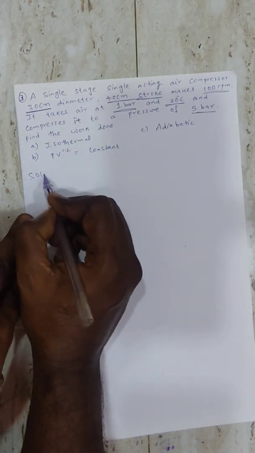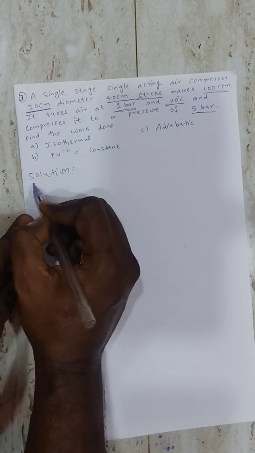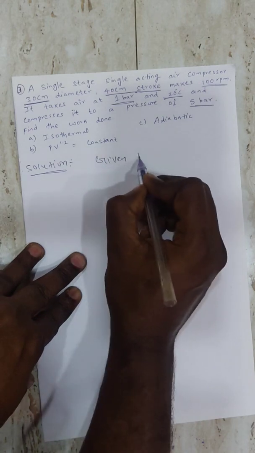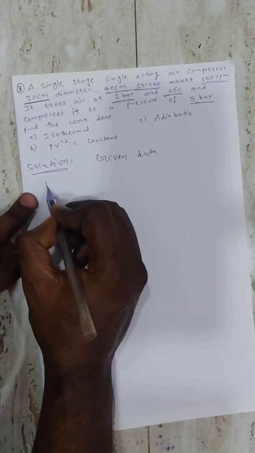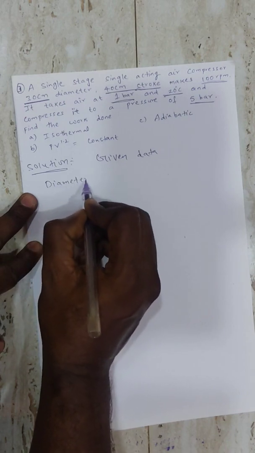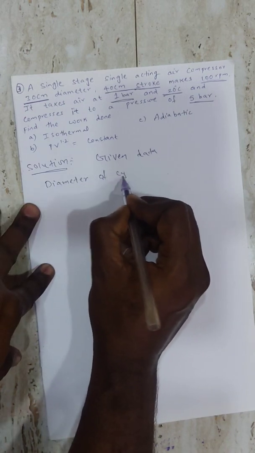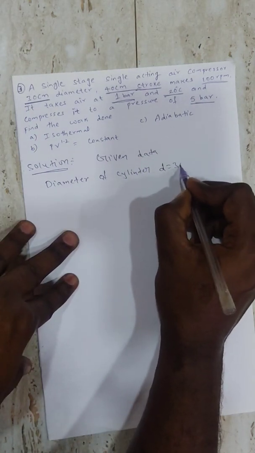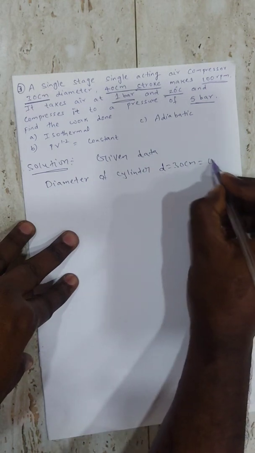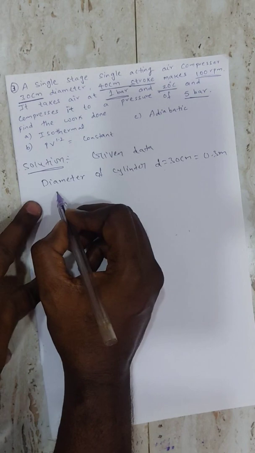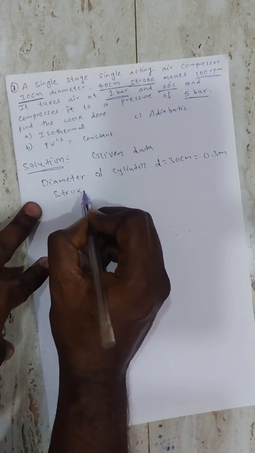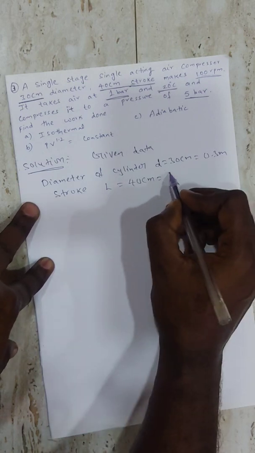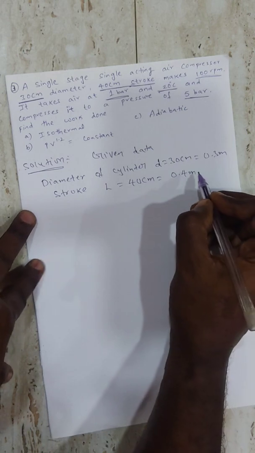First we will write the given data. Solution. Here is the given data. He has given the diameter of cylinder D is equal to 30 centimeter. We convert to meter, that is 0.3 meter. And he has given the stroke L is equal to 40 centimeter, that is equal to 0.4 meter.